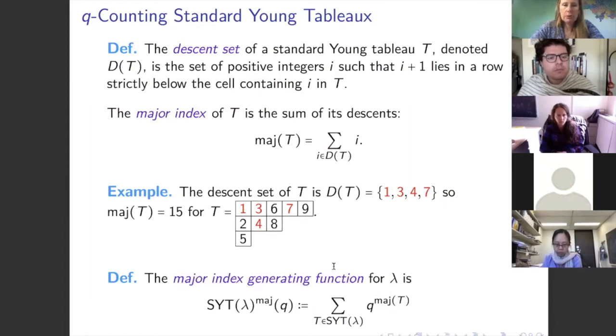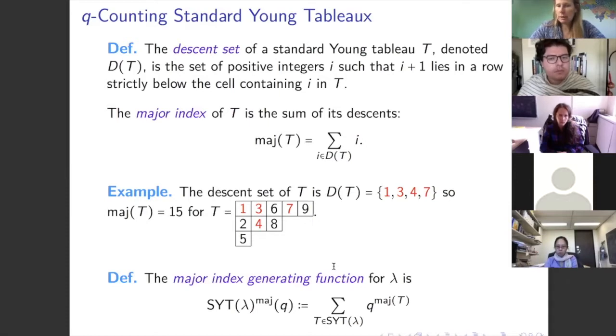So in this example, I now have a T as a standard Young tableau here with 1, 3, 6, 7, 9 across the top. So the descents in this case are in red. 1 is a descent because 2 is in a row below. 3 is a descent because 4 is in a row below. 4 is a descent because 5 is in a row below, but 5 is not a descent, right? Because the 6 is above. Above or to its right would also count. So I guess I don't have an example there where something is exactly directly to the right. But the descents here are 1, 3, 4, and 7. If I add them up, I get 15. So the major index of this tableau is 15.